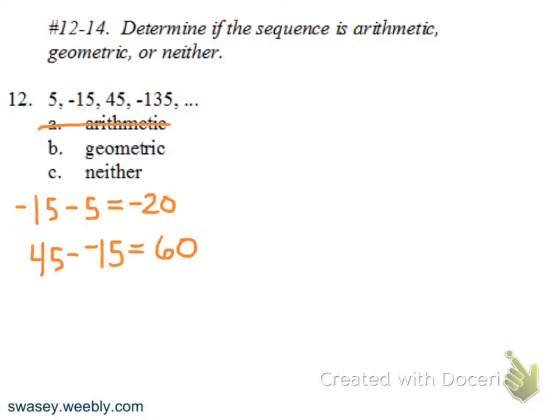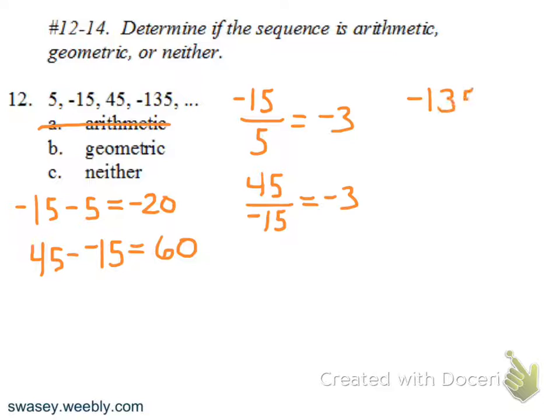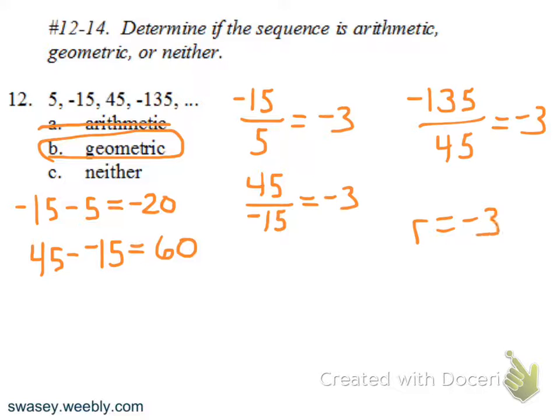Now let's check geometric. For geometric, we're going to take the second divided by the first. And in this case, we get -3. Take the third divided by the second. And then if we take the fourth, -135 divided by the third, again we get -3, so we'd say it's geometric, and if we were asked to list our common ratio, we'd say that that is -3.